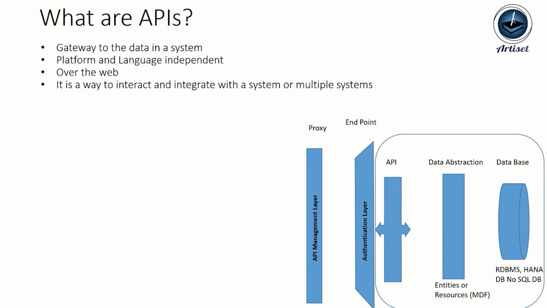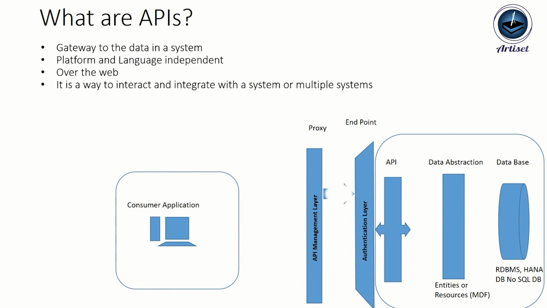So this API management layer acts as a proxy. And finally, on the other side is the consumer of the API, which could be an end user or it could be another business for a B2B scenario. And this consumer application interacts with this API endpoint over the internet, which is the most interesting part. So it sends a request in the form of a URL. This URL, of course, has an operation, which could be a GET operation or a POST operation.